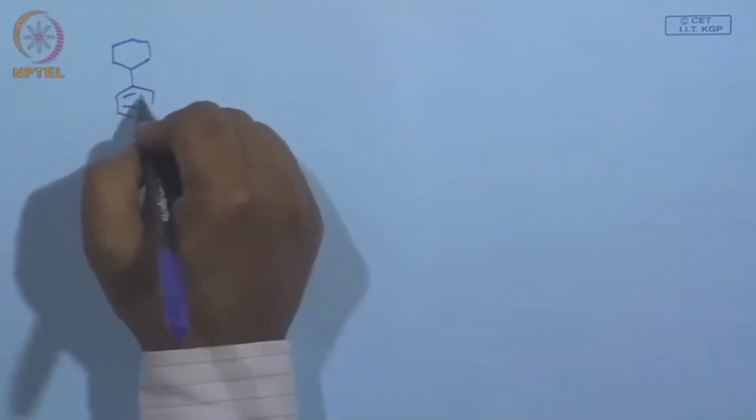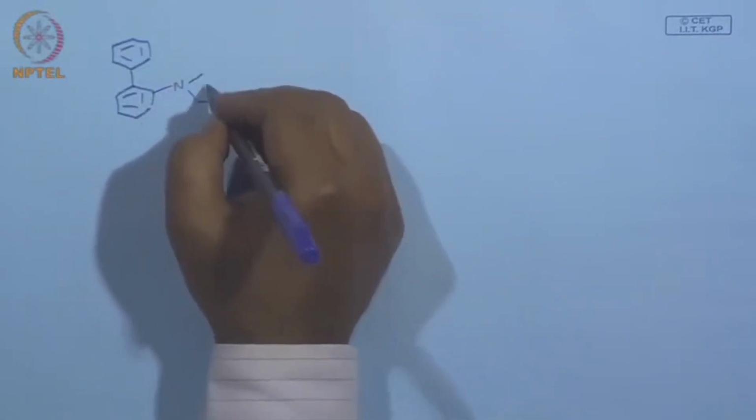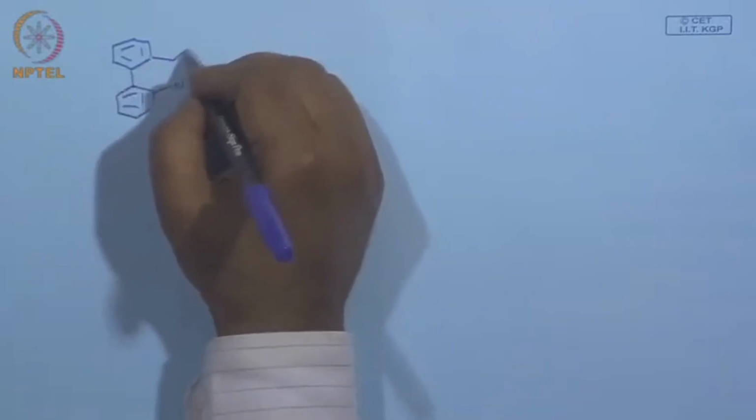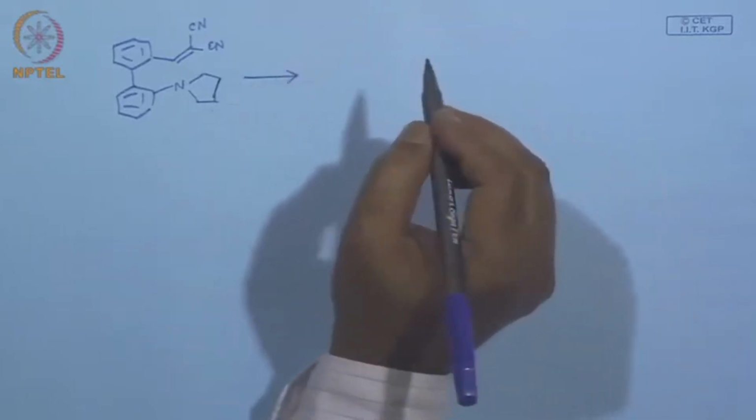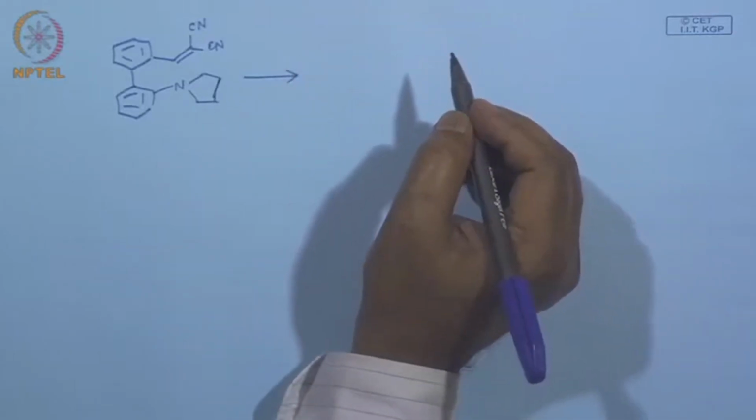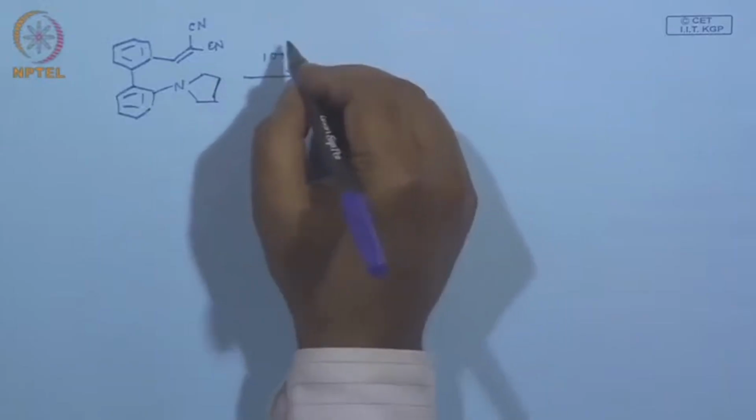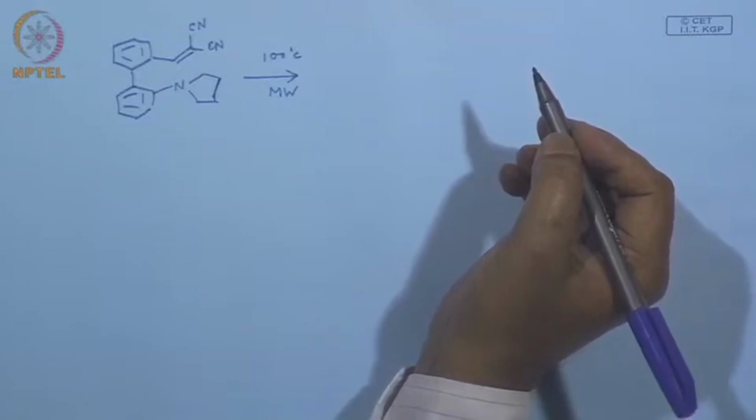Like in this case, it is a biphenyl case, that means the backbone is a biphenyl. In the previous case it was aromatic, right, and this pyrrolidine is common. We will see more examples of this, and then this gem dicyanoethylene component. The temperature is 100 degree centigrade with microwave heating.